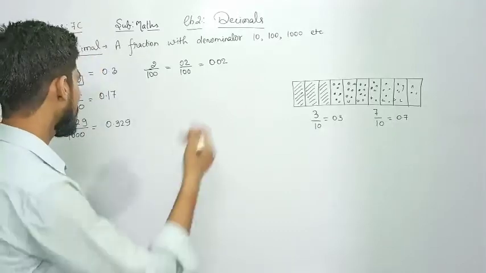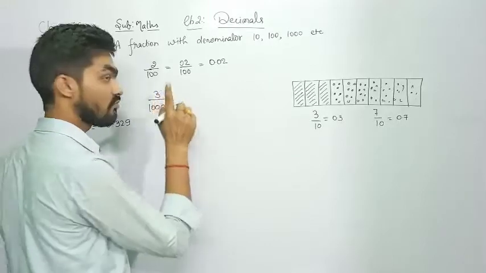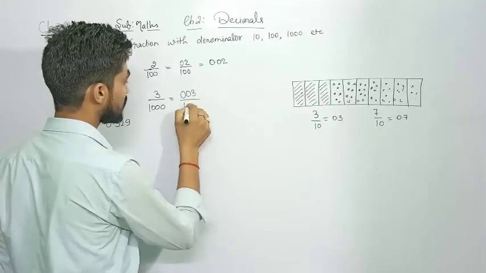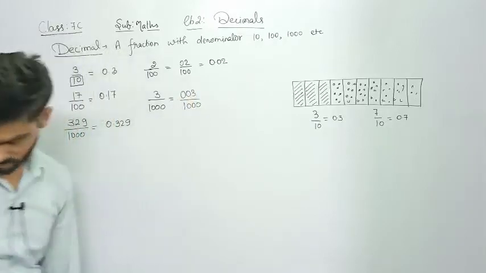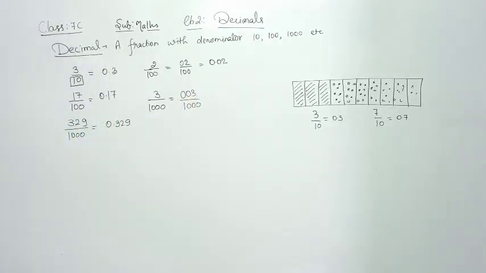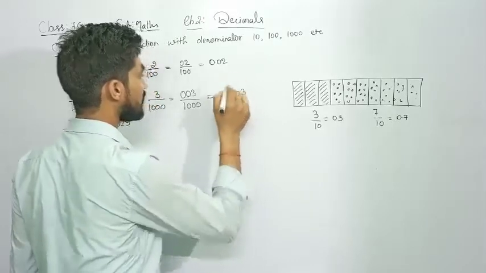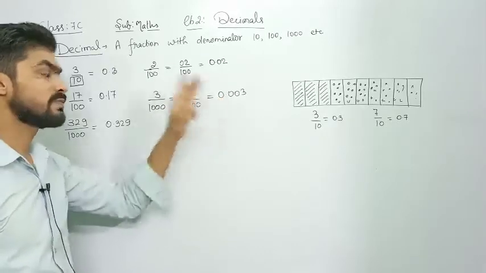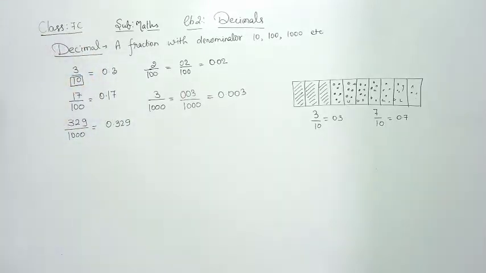Correct? Similarly, if you are having 3 by 1000, now the question is, we have 1 digit only. So we will write 003 upon 1000. Now you see, there are 3 zeros, there are 3 digits. That will be equal to 0.003. Why? Because after 1 we have 3 zeros, so there should be 3 digits after the decimal.